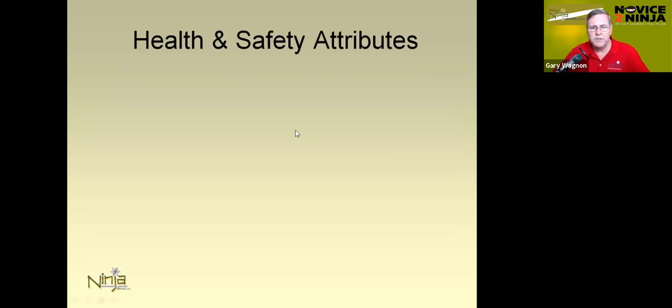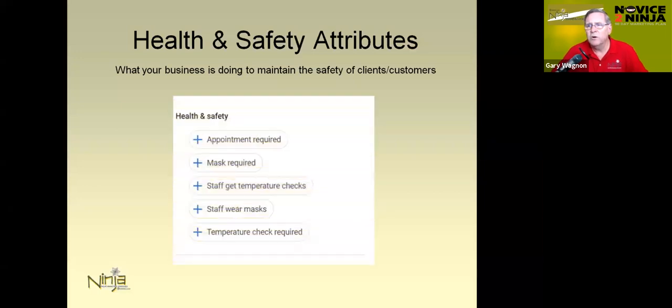There are some health and safety attributes as well that are available in that same spot. So what is your business doing to maintain the safety of your clients and customers? What are the things that you offer, and what does your business do to fit the safety environment that we're in right now? So these are some options that you have for that. You can do appointment required. You can say mask required. Staff gets temperature checked. Staff wears masks.